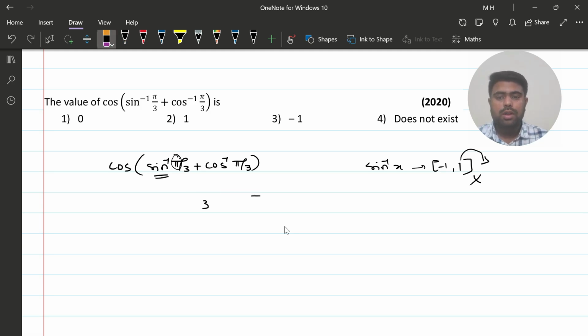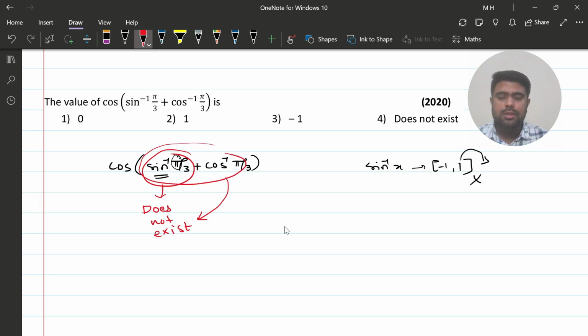So therefore this value of sine inverse pi by 3 does not exist. Same is the case with cosine inverse also. This also does not exist. So since cos of some value which does not exist, cos of this is also not going to exist. So therefore the value of this does not really exist.